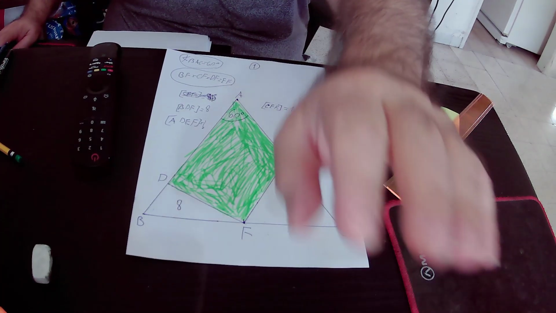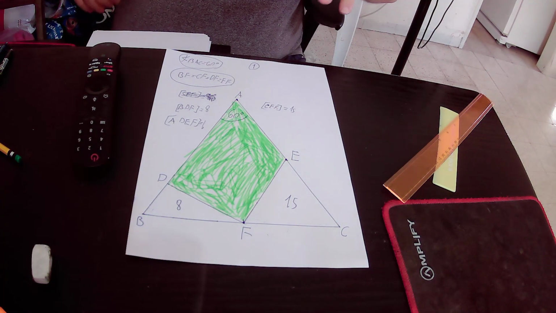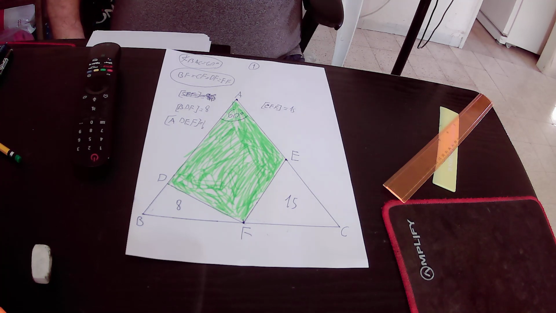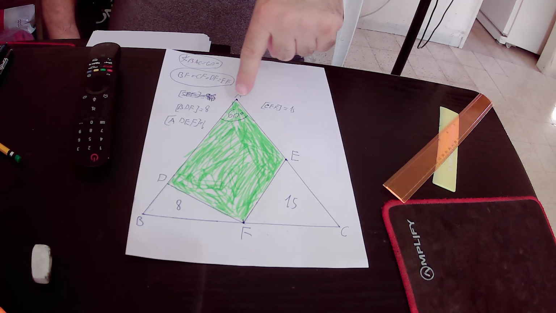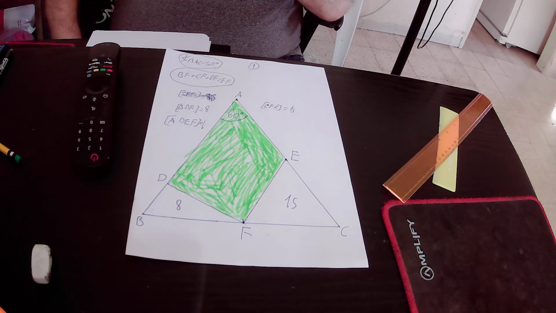Hello, in this lecture we will find the area of the green shape. In the drawing we have triangle ABC. We know that the angle BAC of triangle ABC equals 60 degrees.